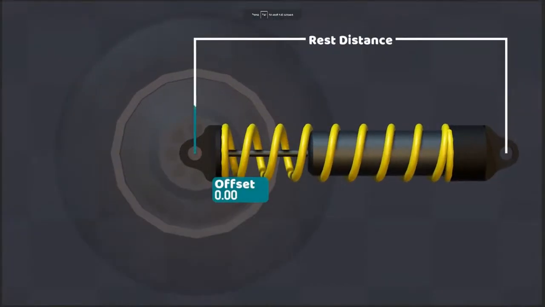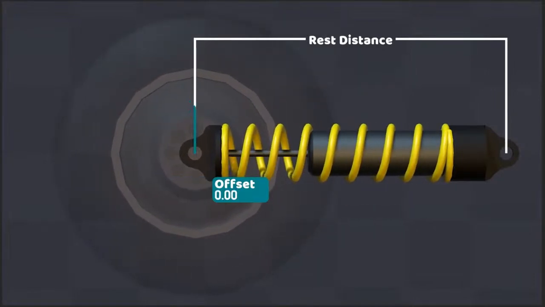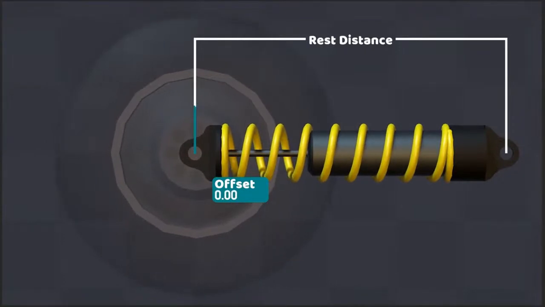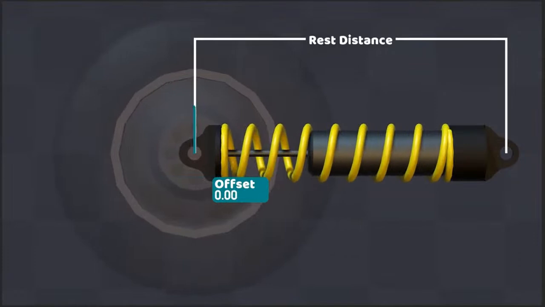Now, the first thing to realize about a spring is that a spring has a rest distance. It has a length that it likes to be. And then if you compress the spring, it will push back to go back to the rest distance. Or if you stretch the spring, it will pull back to go back to that rest distance. And so the first number that's involved in this calculation is going to be the offset, which is basically just how far away are we from that rest distance.